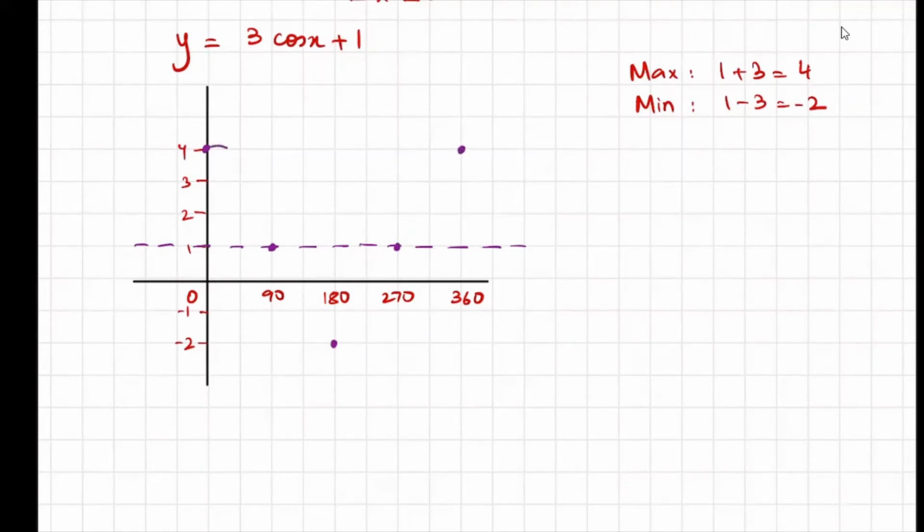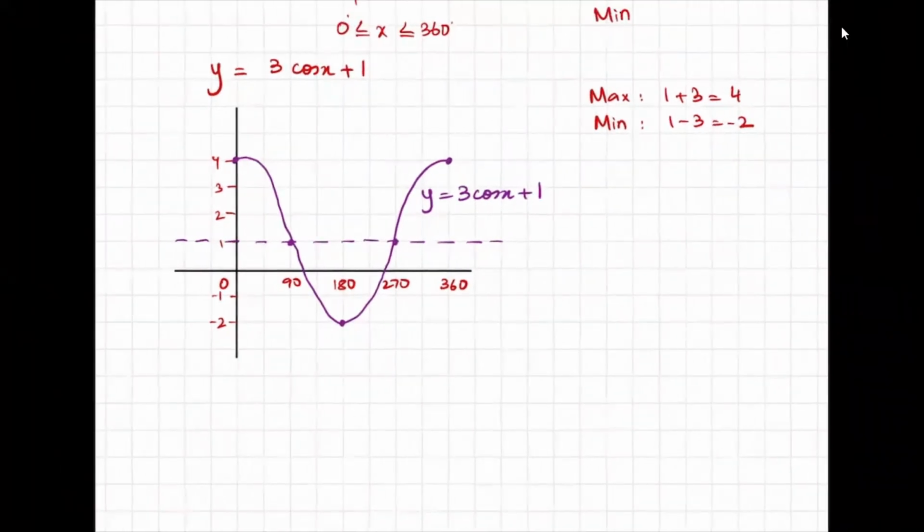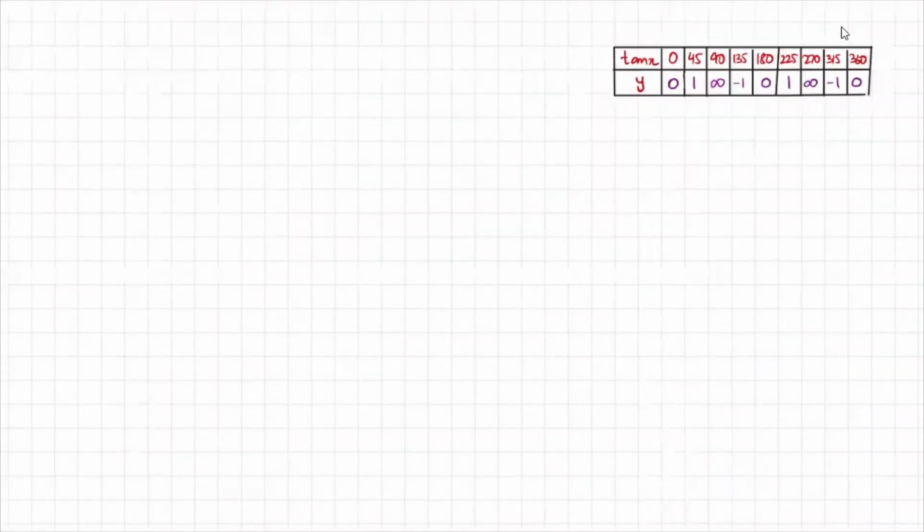Okay, now let's join them in a curve, nice and smooth like this. Try not to be shaky. Okay, so this is the graph of y equals to 3 cos x plus 1. I hope it's simple for you guys till here. And if you want to write down the range, it is -2 to 4. This is your range.